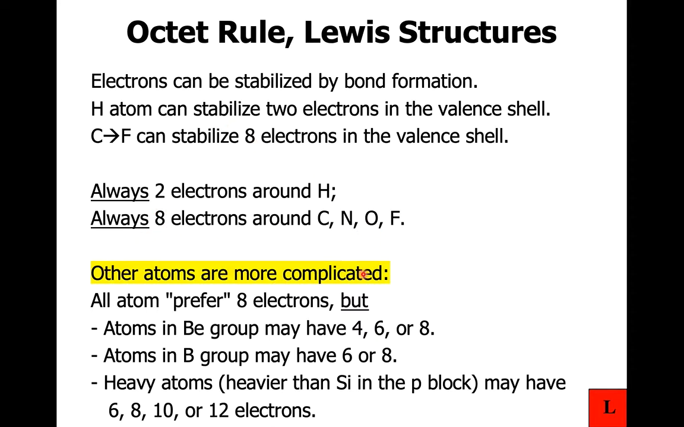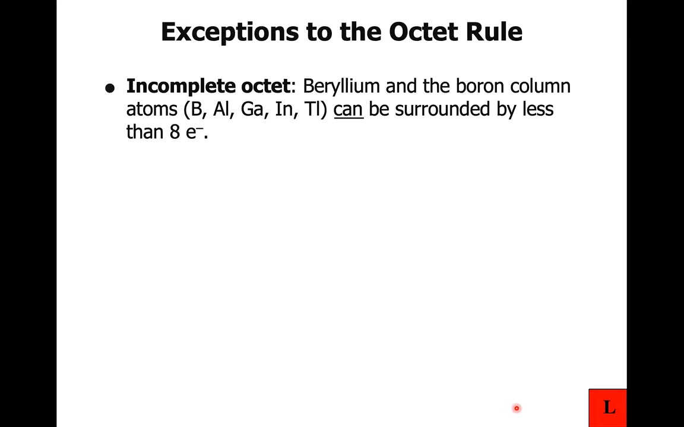But for other atoms, it gets more complicated. Let's get into those more complicated cases then. The octet rule is a preference even for these others, but they do have some ways to get away with having either less or more than 8 electrons. So atoms in the beryllium group may have 4, 6, or 8 electrons around them. Atoms in the boron group may have 6 or 8. Heavy atoms, those heavier than silicon in the p block, may have 6, 8, 10, or 12 electrons around them. So let's look at some of these situations.